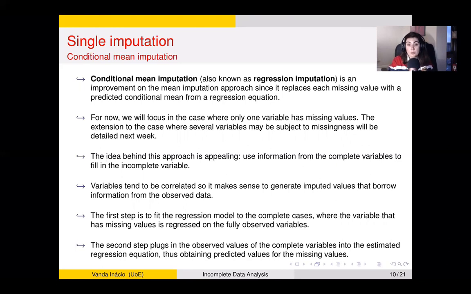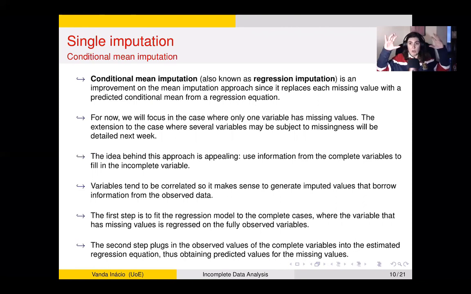And because variables tend to be correlated, it makes sense to generate imputed values that borrow information from the observed variables. Again, we are in the context where we only have one variable with missing values, so it is a univariate pattern for missing data, and we can rearrange our data set so that the first block corresponds to individuals with observed values for all variables, and the second block corresponds to individuals who have missing values for the variable that is allowed to have missing values.